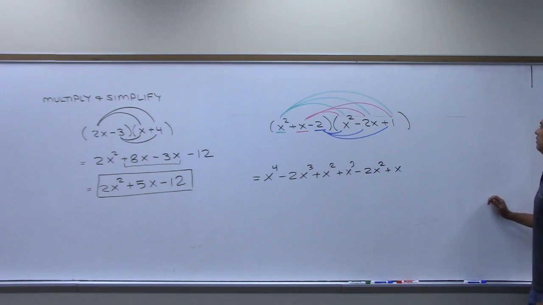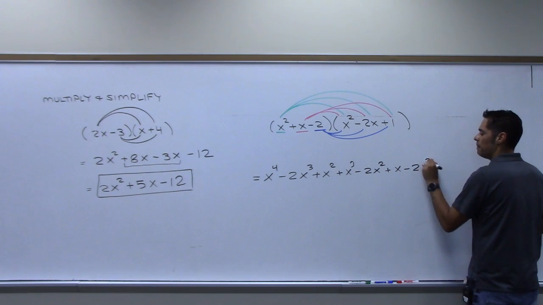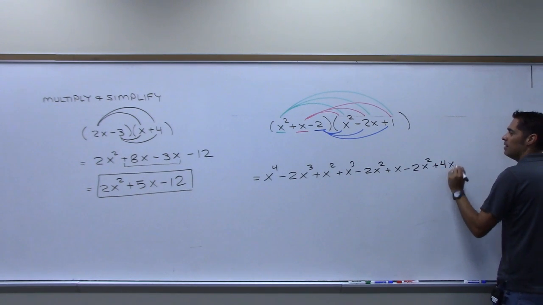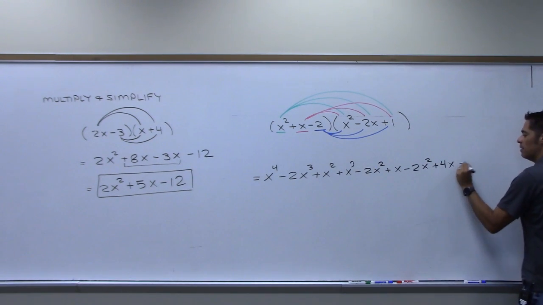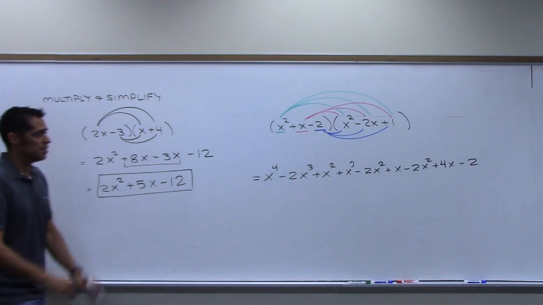Now you go to the last one. Negative 2 times x squared is negative 2x squared. Negative 2 times negative 2x is positive 4x. And negative 2 times 1 is negative 2. There you go. There's all 9 terms. And now you collect all your like terms together.